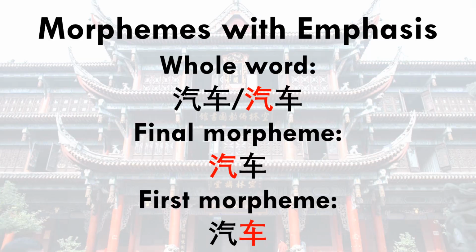So the takeaway here is you can stress a whole word, or if it has more than one syllable, you can also stress one part or the other part. You can always stress any morpheme, basically, except for those with fifth tone. You can't really do that.